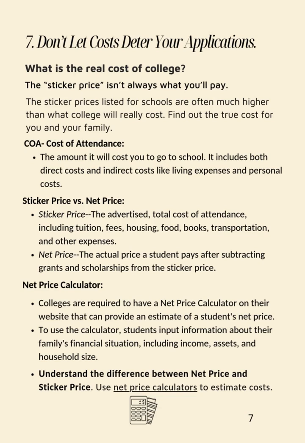So every university like UCLA would have a net price calculator on their website, and all you would have to do is provide just basic information about your family's financial situation, your income, assets, how many people are in your family, and the net price calculator will give you an estimate of how much you will probably end up paying to attend, right? So it's really very important to understand the difference between the net price and the sticker price, and also utilize the tool, the net price calculators, to estimate how much it will cost for you to attend that particular college.